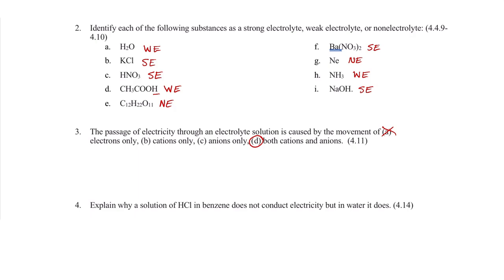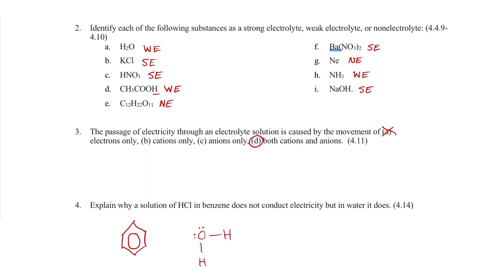And the last one, number 4, explain why a solution of hydrogen chloride in benzene does not conduct electricity, but in water it does. Again, we look at the structure of each substance. Benzene is a nonpolar molecule. Water is a polar molecule. When hydrogen chloride is placed in benzene, there are no partial charges on benzene to cause hydrogen chloride to ionize.